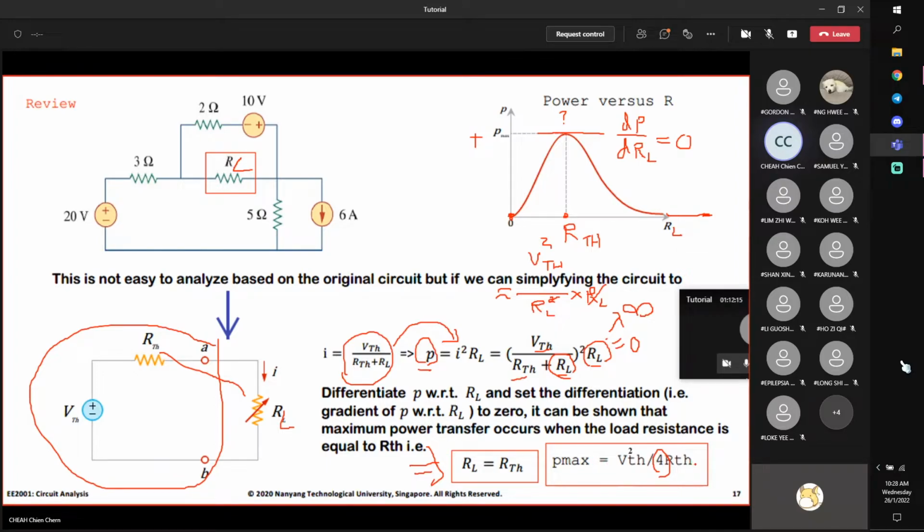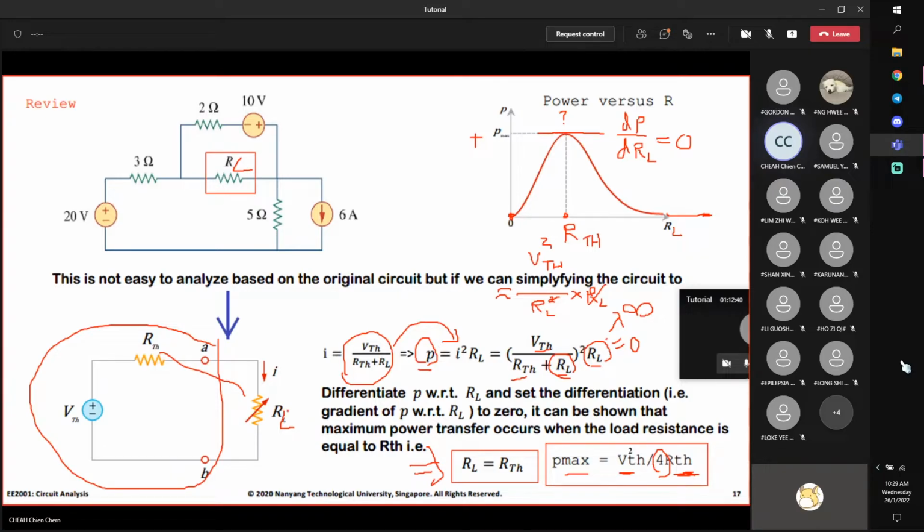Normally, power is V squared over R, correct? Now, why there's a 4 here is because the matching condition is RL equal to RTH. So you want to calculate your maximum power in terms of RTH and VTH, and this 4 will appear. If you look at these equations, it's easy to understand.